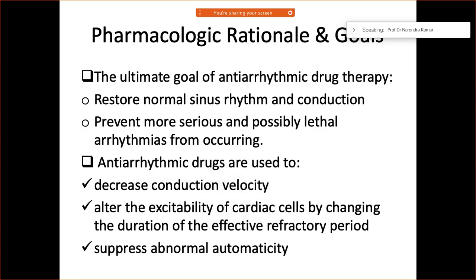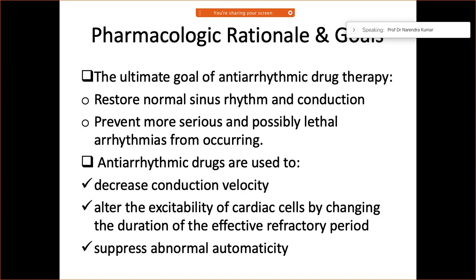So, as I was telling you, whenever you're trying to give them a medication, there is a rationale behind it. And that is what you are trying to achieve by giving those medications, right? Why are we trying to give them those medications? The main concept is we are trying to restore the sinus rhythm and, of course, the conduction as well, and we are trying to prevent the more serious and the lethal arrhythmias. We want the patient to be safe. We don't want any complications, in fact. So that is why we are trying to give them.